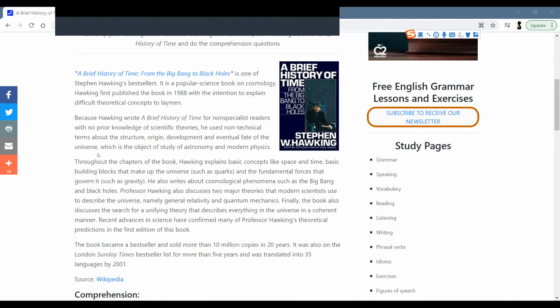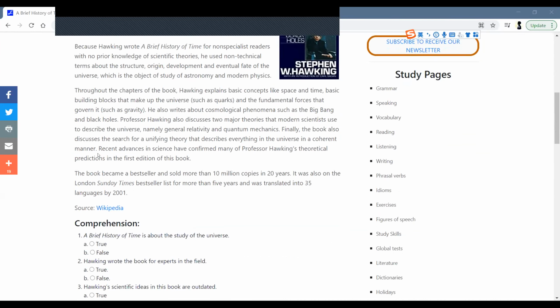coherent manner. Recent advances in science have confirmed many of Professor Hawking's theoretical predictions in the first edition of the book. The book became a bestseller and sold more than 10 million copies in 20 years. It was also on the London Sunday Times bestseller list for more than 5 years and was translated into 35 languages by 2001.